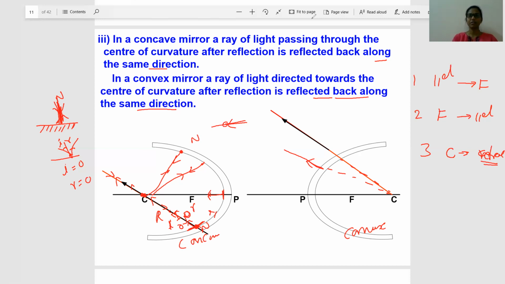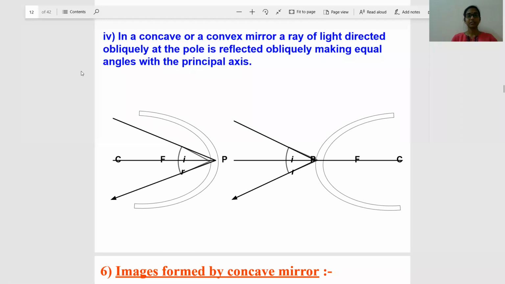Okay, let us try to understand. See the fourth ray rule. What does it say? Already the three ray rules are clear. The fourth ray rule is nothing but the laws of reflection. What you learned, no? Laws of reflection, same thing.